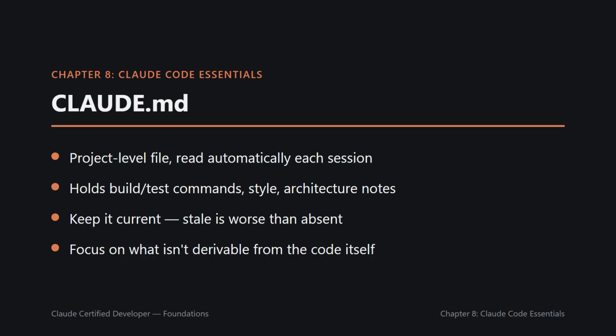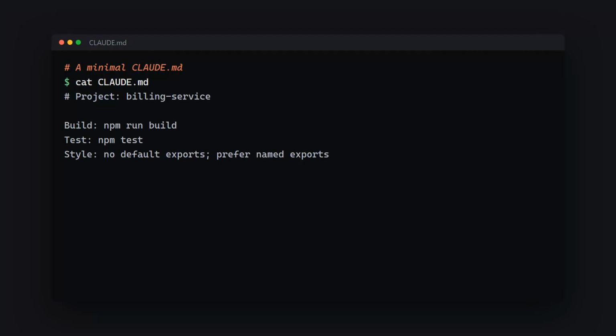Claude.md is a project-level file Claude Code reads automatically at the start of every session. Think of it as the standing context you'd otherwise explain to a new teammate once. Build and test commands, code style, architectural notes, things to avoid. Keep it current. A stale Claude.md giving the wrong build command is worse than having none at all. And focus it on what isn't already obvious from the code. Your linter config already documents lint rules, so Claude.md doesn't need to repeat them.